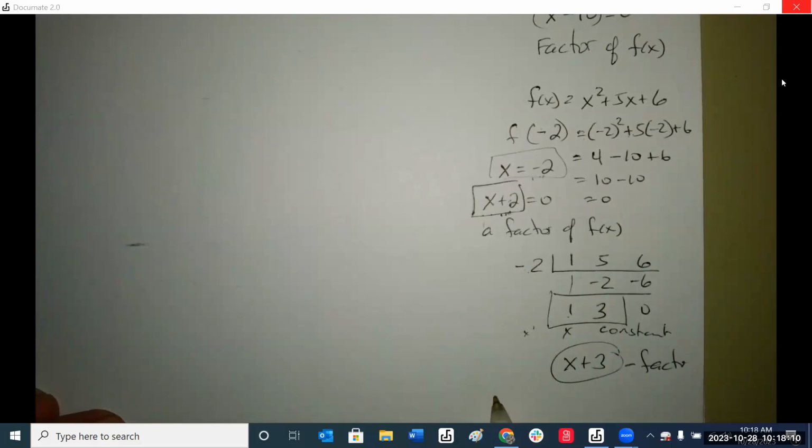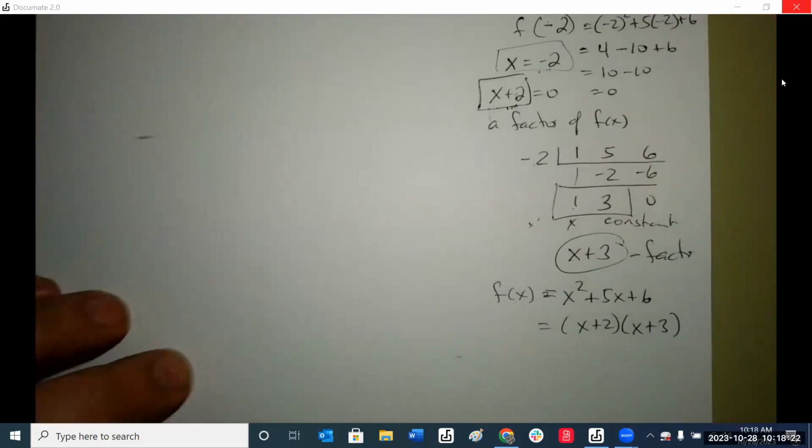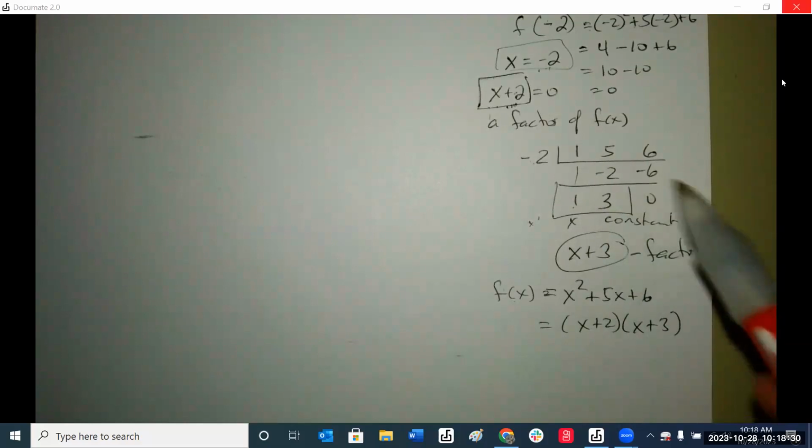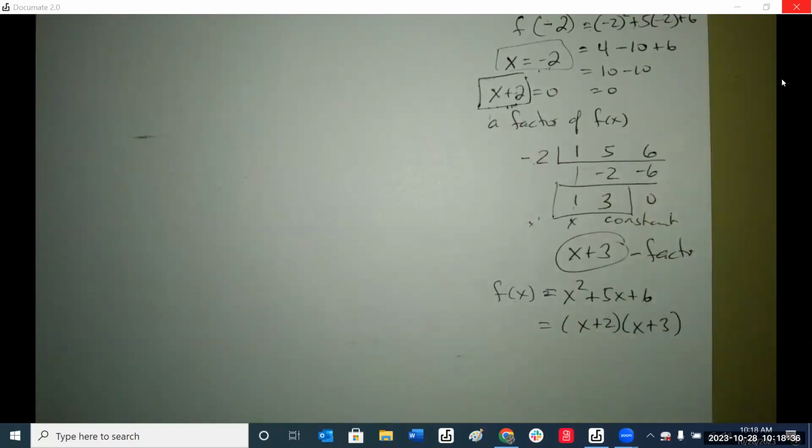So what we know is f of x equals x squared plus 5x plus 6, and the two factors are x plus 2 and x plus 3. We just figured that out. Once you find one zero, you don't have to go through the entire thing. Just see what you have left over. Since that's a 0, these are your constants. These are your x values. The next one's x squared, and so on.